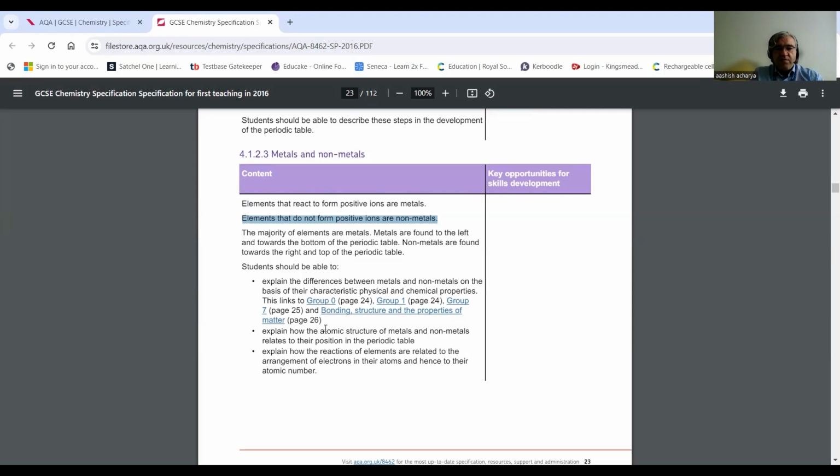This is pretty straightforward stuff. Let's see if we can see anything important. Yeah, explain how reactions of elements are related to the arrangement of electrons in their atoms, and hence their atomic number. So, okay, let's take a look at this.